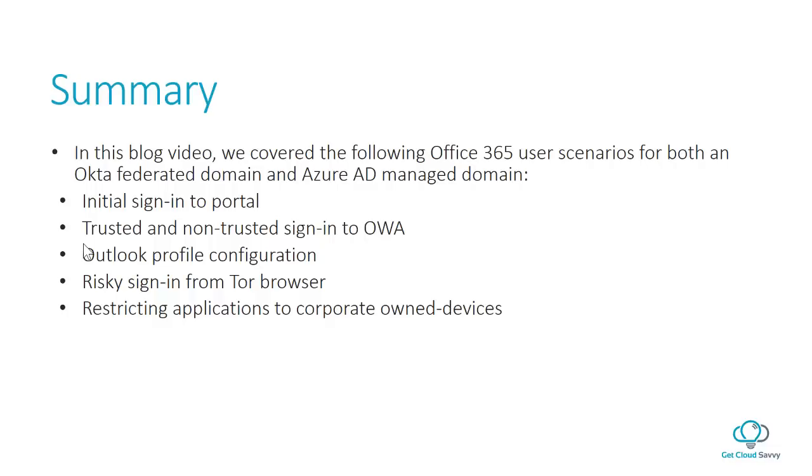All right. In summary, we covered quite a bit in this blog video. We covered the different scenarios: Okta federated domain or an Azure AD managed domain, the initial sign-in to the portal. We saw how we were redirected to Okta to sign in. So anytime that we're signing in to that federated domain, we are redirected to Okta. Then trusted and non-trusted sign-in to a web application. We used Outlook Web App in this case. So trusted and non-trusted from an Okta federated domain and from an Azure AD domain. So you got to see that process where you're redirected to Okta again in that case.